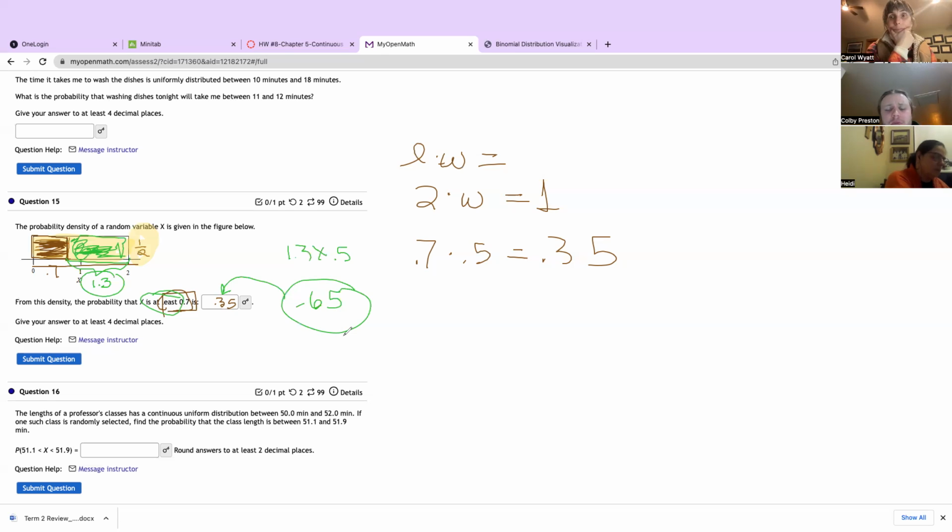And then how do you know when you did 2 times the width, how did you know it equaled 1? Because it's a probability distribution, so 100% of the possibilities has to equal 1. Whenever you have a probability curve, the area has to equal 1 because that's 100% of the probabilities. Okay. Cool.